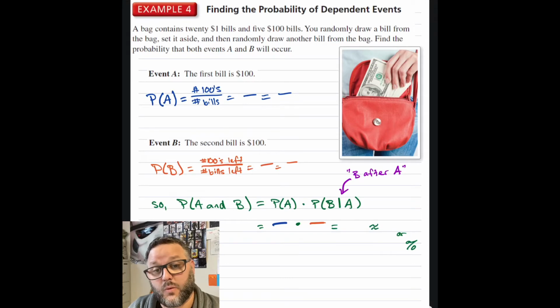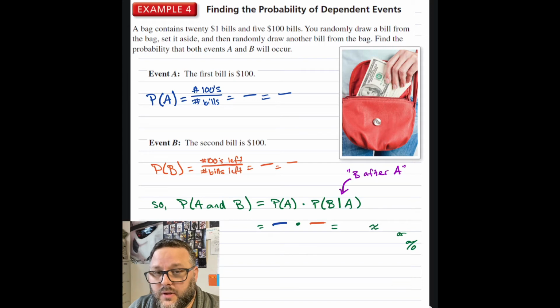All right, ladies and gentlemen, we're moving on to example 4. Here we're talking about, you got a bag, it has 20 $1 bills and 5 $100 bills. You randomly draw a bill from the bag. In other words, you're just going to reach in and grab something. What is the chance that you find the first bill is $100? And what is the chance the second bill is $100?